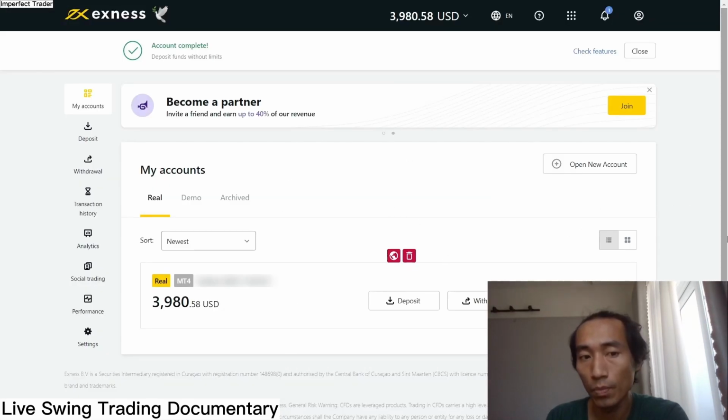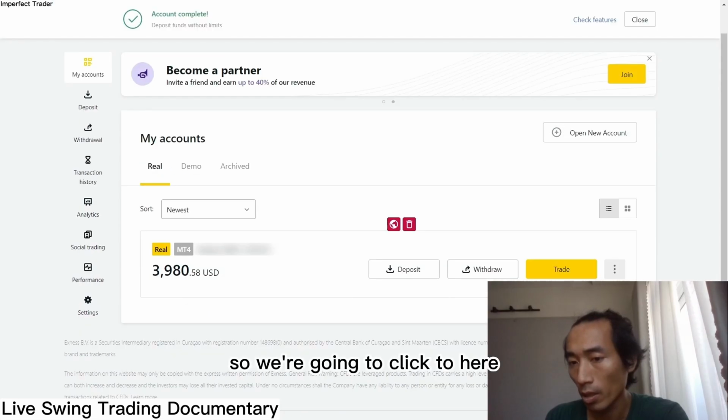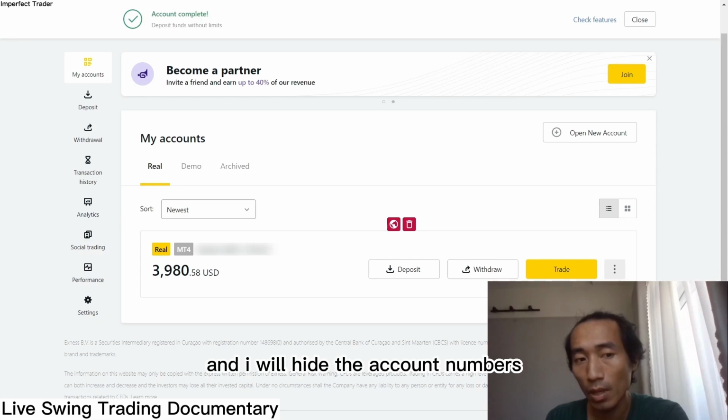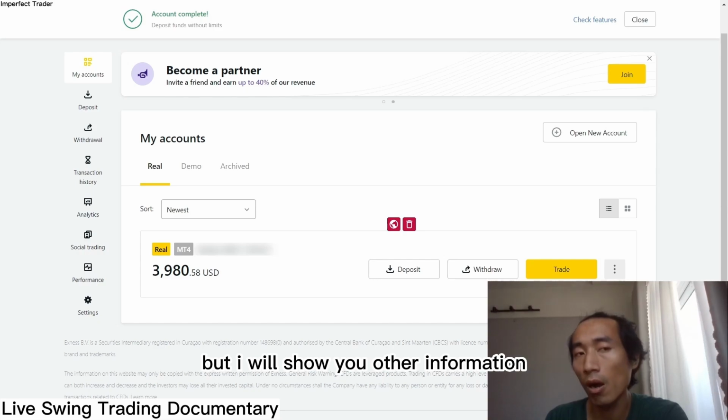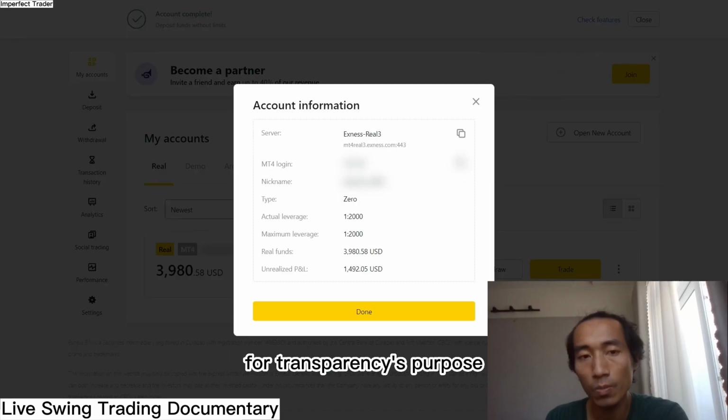Here you can see their profit fluctuating around. So I'm going to click to here and show you their account information. I will hide their account numbers, but I will show you other information for transparency purposes.